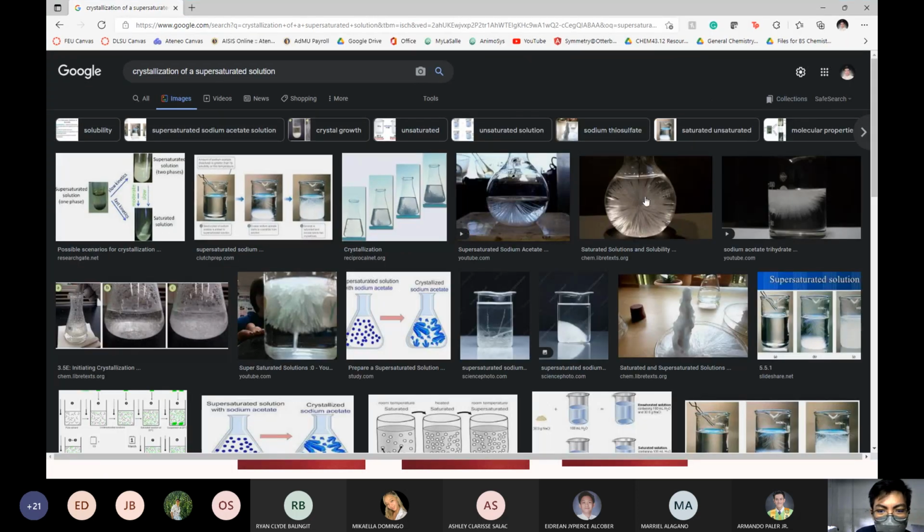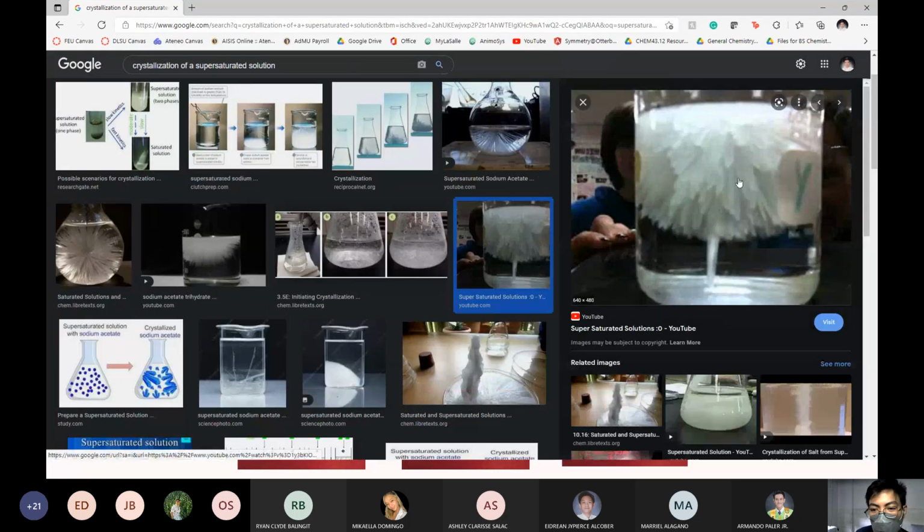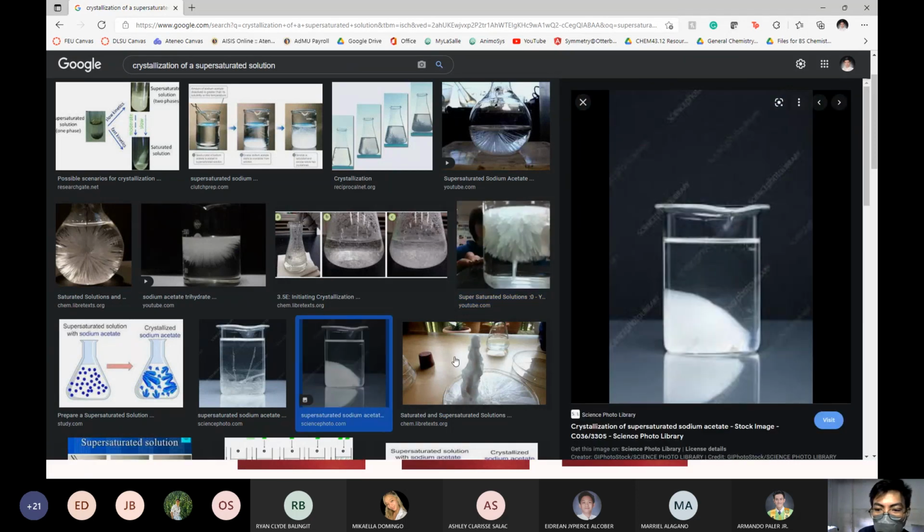So sayang lang, hindi natin ito magagawa. Although you can try this at home, no, using salt. Pero ganito yung magiging itsura niyan. Kunwari may asin ka, halo mo sa tubig, as in sobrang dami, and then palamigin mo siya. Magkikristal siya. Like that. Okay?